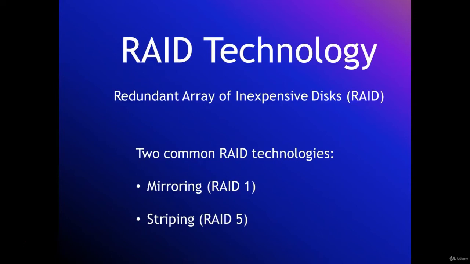RAID is short for Redundant Array of Independent Disks. Originally, the term RAID was defined as Redundant Array of Inexpensive Disks, but now it is usually referred to as Redundant Array of Independent Disks.